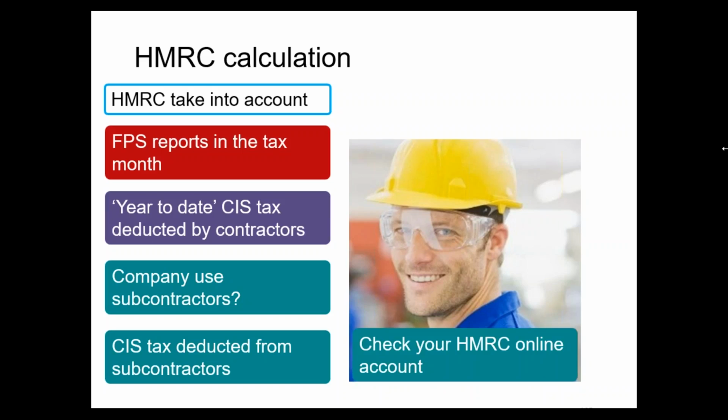You should check the company HMRC online account for the balance you need to pay each month. You should keep a record of how much has been offset. You can reclaim any outstanding balance at the end of the tax year.